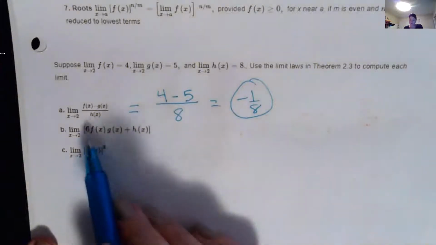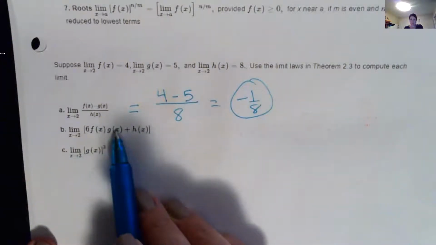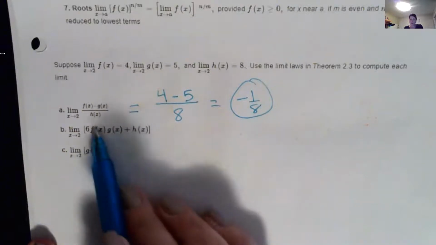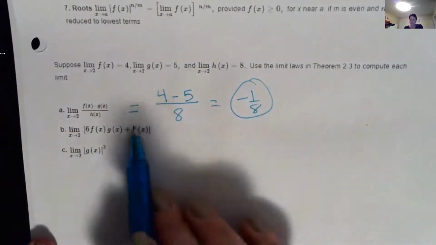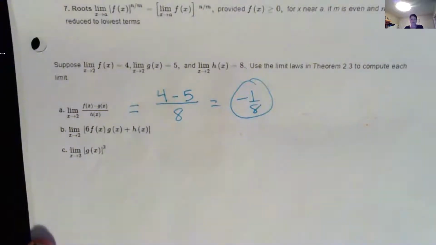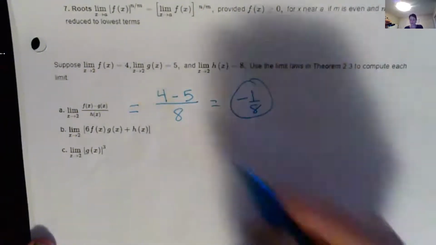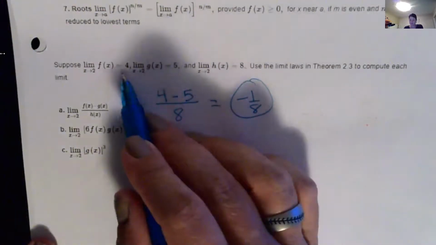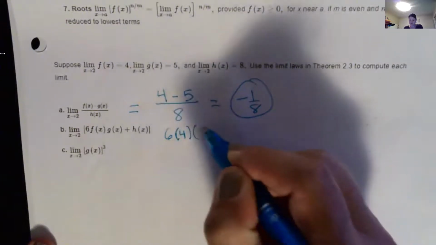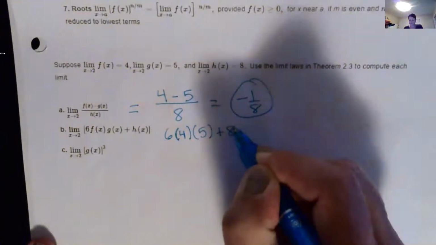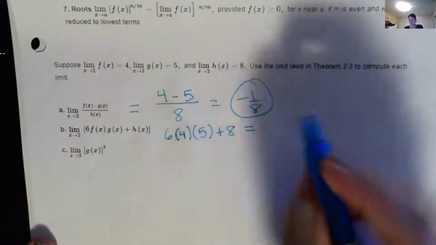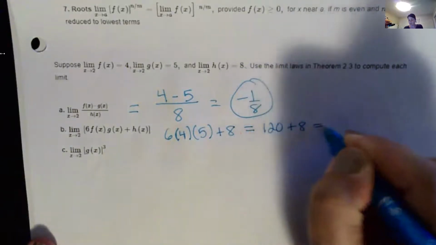Okay. So we have 6 times the f of x times the g of x plus h of x. So this 6 is like a constant multiple rule. So this is product, and then this is constant multiple. And then we're just doing the sum law right there. So we're just plugging in the numbers that are given to us as we approach 2. So it's 6 times f of x was the 4, and then the g of x was the 5, and then plus 8. So 6 times 4 times 5 is 120, plus 8, 128.